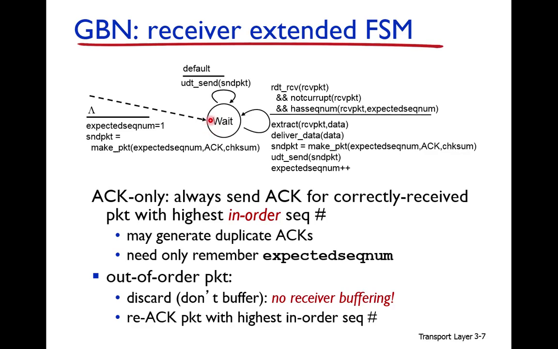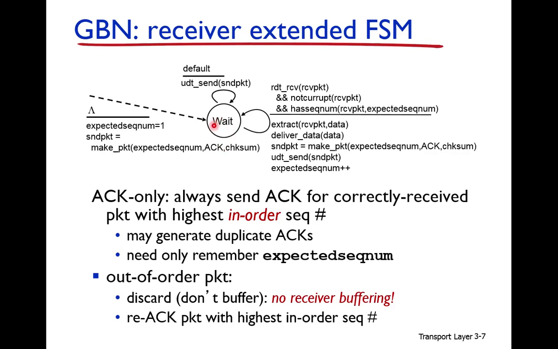But if the receiver has received packets up to number 4 and the next packet that arrives has sequence number 6, it will be discarded. So the acknowledgement always covers the correctly received packet with the highest in-order sequence number. The packet received in order is the one acknowledged, so it may generate duplicate acknowledgements, which we will discuss. The receiver needs to remember only the expected sequence number, and out-of-order packets are discarded, and the acknowledgement is sent for the highest packet that was received correctly.